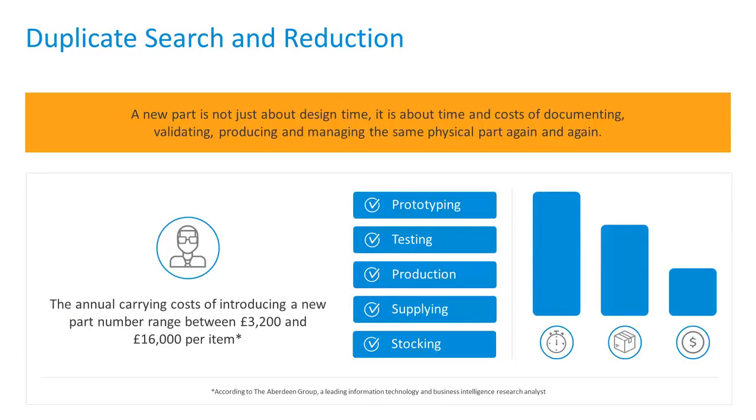Another way that Vault helps is with duplicate search and reduction abilities. If you've ever worked on a design and you were thinking, have I ever done this before? Or I thought we just did something like this. Well, you may have a similar design that you've already made and it's already approved. We find that if we could just reduce the number of duplicates inside a data management system, we could realize a saving between £3,200 and £16,000 per item, based on a recent study of the Aberdeen Group.